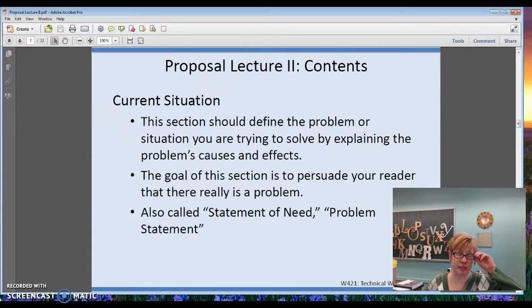Okay, current situation is the second section that needs to be in all of your proposals. There could be several components. The idea here is that you're defining what the problem is, you're defining what the need is, or you're saying, here is what things are right now, here is why what we have right now isn't working, okay? The goal, remember, is to persuade your reader first that there is a problem. Sometimes this section is called the statement of need or the problem statement. Each of those things kind of means the same thing, but because there are some different nuances to those subsections, I call it current situation overall, which covers all the different kinds that it could be.